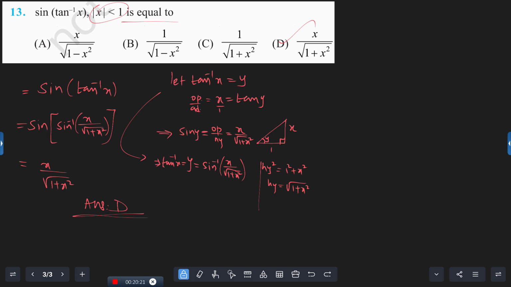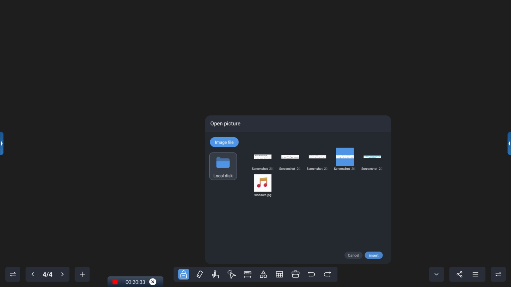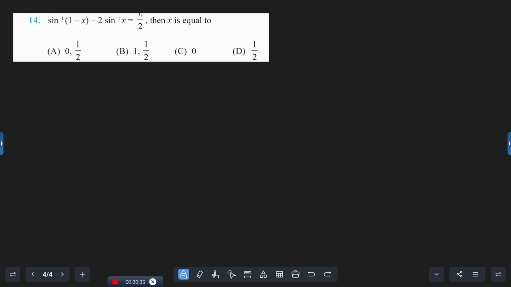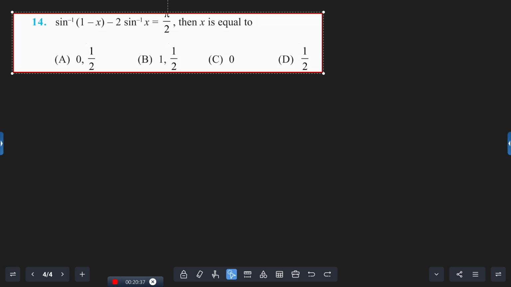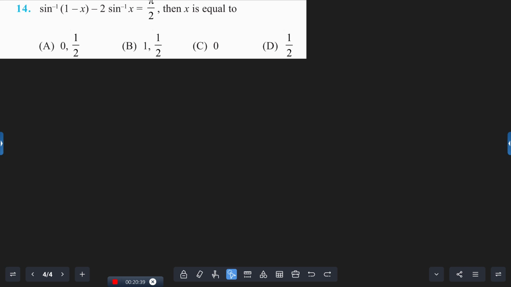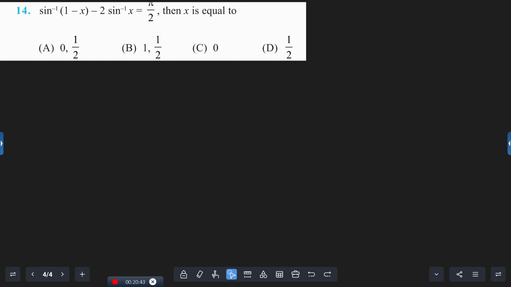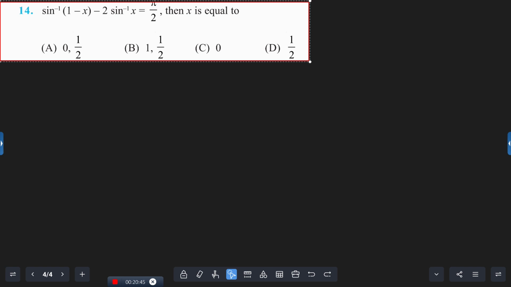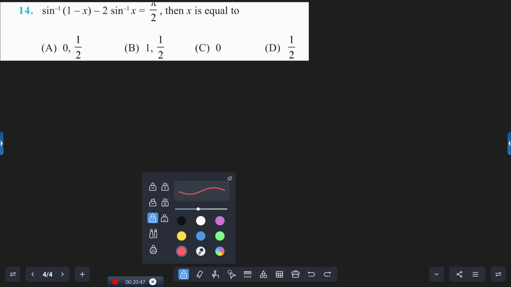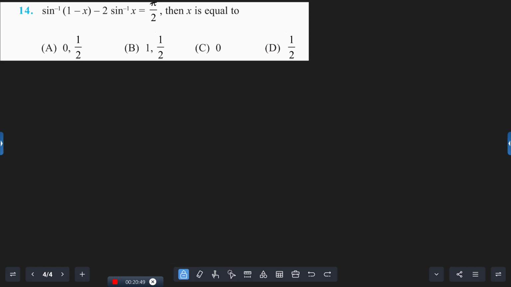Question number 14, shall we go? So the 14th one. I think the last question from chapter number 2. Okay. This is pi, I think. This is pi.